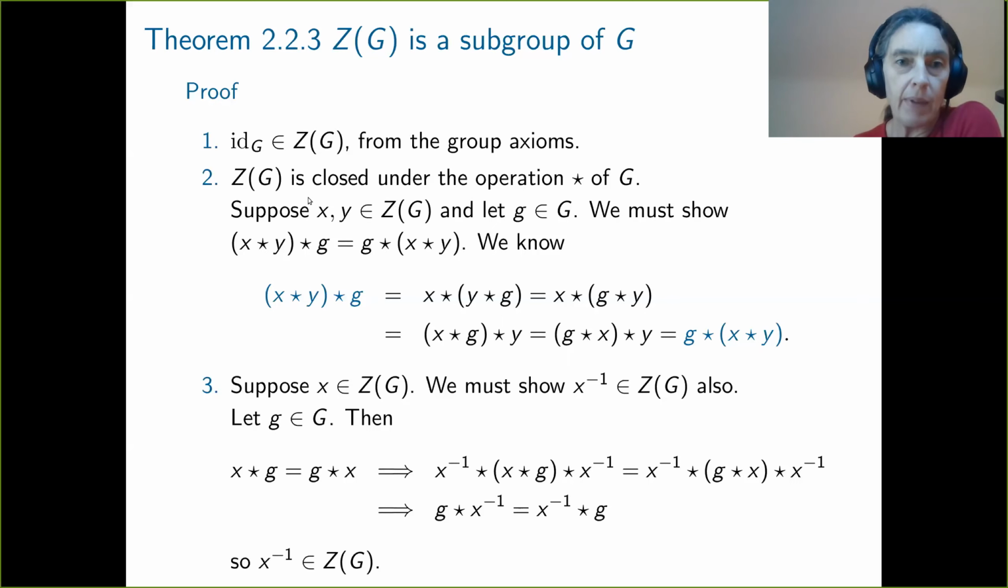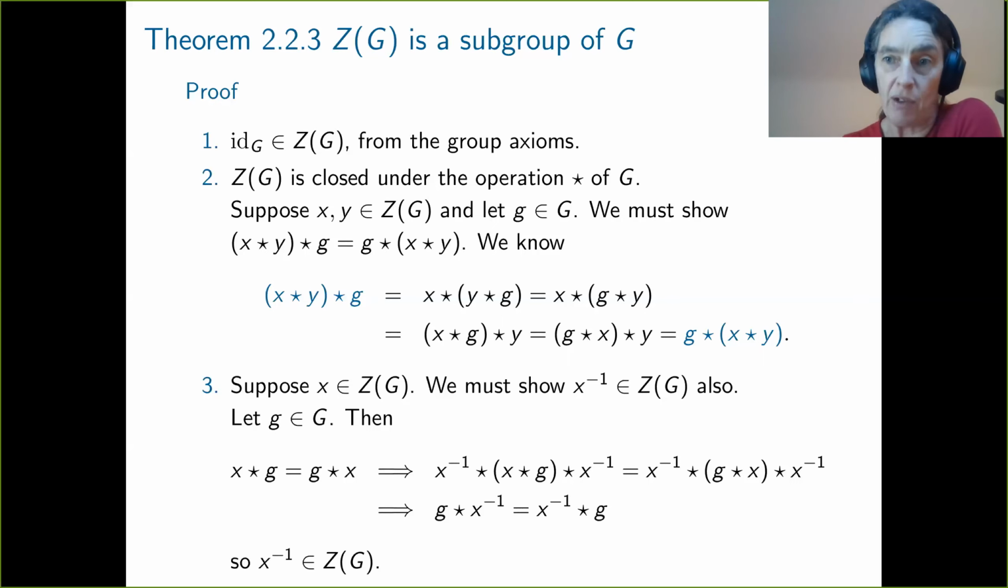Okay, second thing, we must show that the center is closed under the operation of the group. And let's give the name star to the operation of the group, just to give ourselves a way of referring to it. So what do we have to do to show that the center is closed under star? We have to show that if we take two elements that are in the center and take their composition under the star operation, that the result of that is in the center as well.